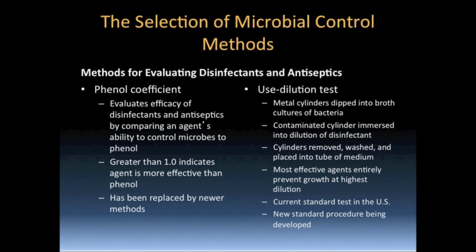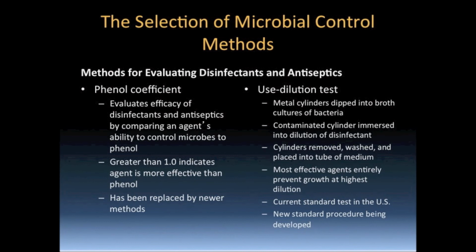Many of the antimicrobials used today are much more effective than phenol, and thus have phenol coefficients greater than 1. The larger the coefficient, the more effective the chemical is in comparison to phenol. Your textbook gives the example of chloramine, which is a combination of chlorine and ammonia. Chloramine has a phenol coefficient of 133 when it is used against Staphylococcus aureus. This means that it is 133 times more effective than phenol. This method has been replaced by newer techniques.